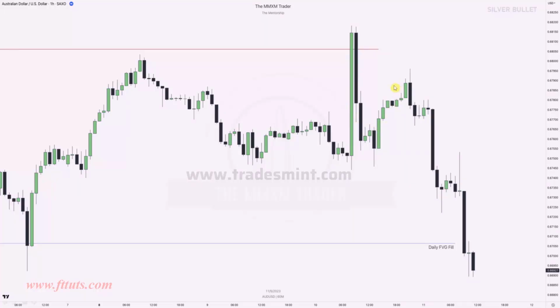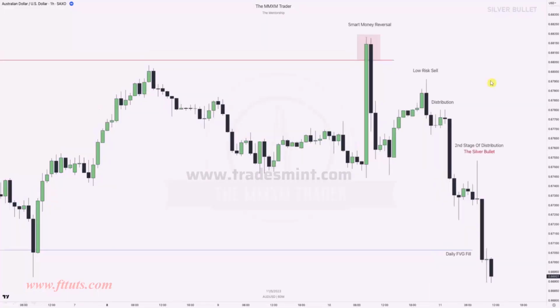Right, now let's look at market structure. What do we need? We need a long-term high above an old high, right? We need that smart money reversal. So we have a short-term high here, long-term high here, short-term high here. And now we wait for that intermediate term high to be formed. So how does that look? Smart money reversal above that old high, breaking down lower.